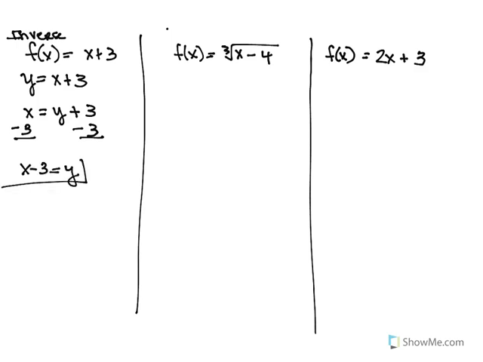So the inverse function would be x minus 3. And the inverse notation is written as f inverse of x, where it's like a -1 exponent. So either answer is suffice.